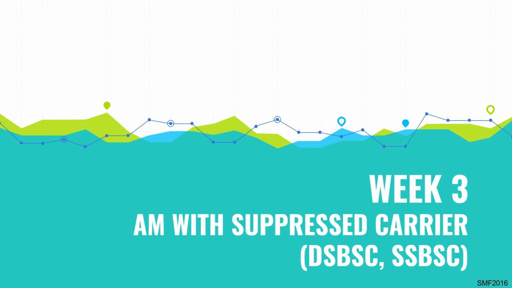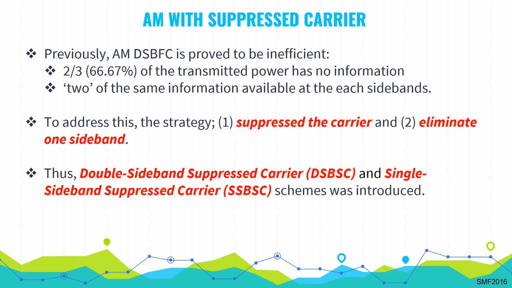In our previous discussions, we learned that AM DSBFC, or double sideband full carrier, is inefficient. Why is that? Well, 2/3 of the transmitted power, or 66.67%, carries no information because it's used by the carrier. Additionally, both sidebands contain the same information, which is redundant. To address these inefficiencies, we can use two strategies. 1. Suppress the carrier, and 2. Eliminate one sideband. This leads us to two improved modulation schemes: double sideband suppressed carrier, DSBSC, and single sideband suppressed carrier, SSBSC. Let's explore these in detail.